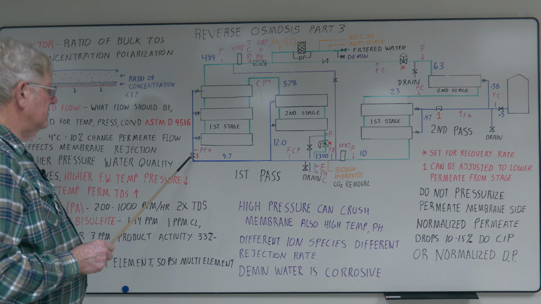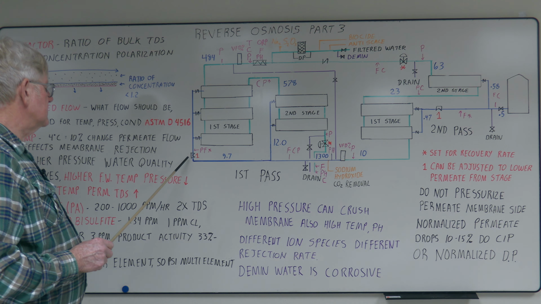Sometimes they have a little pinch valve here for adjusting the permeate flow. If you have one of these, don't touch it. It's probably been preset and you can create a lot of problems by messing with it. Just a word of caution. Don't adjust these valves on the ROs for whatever reason.